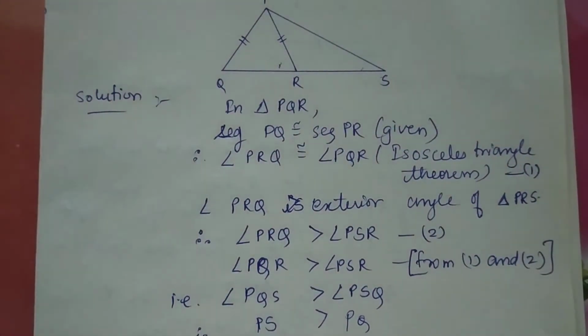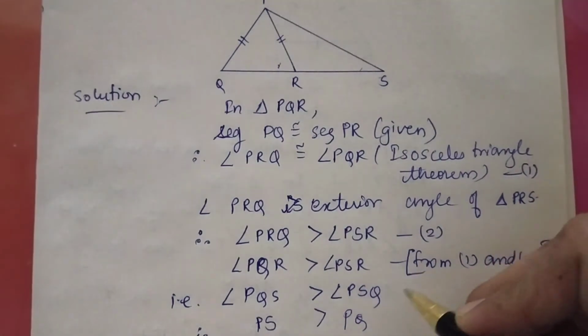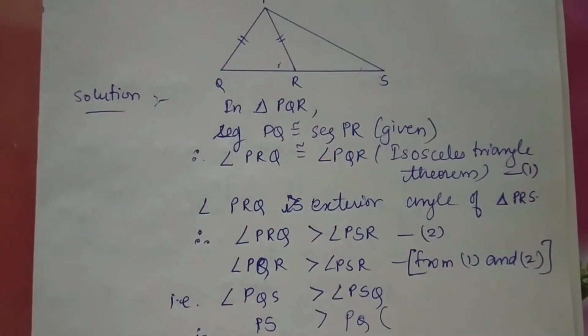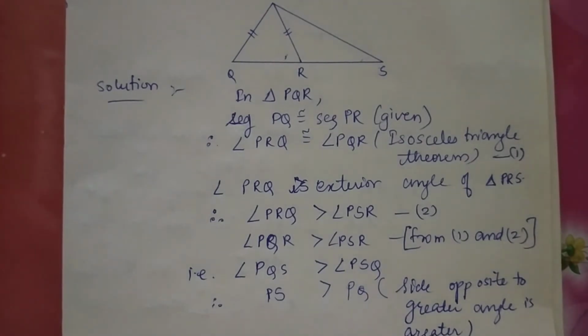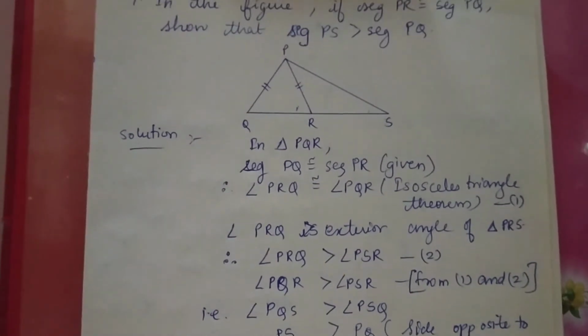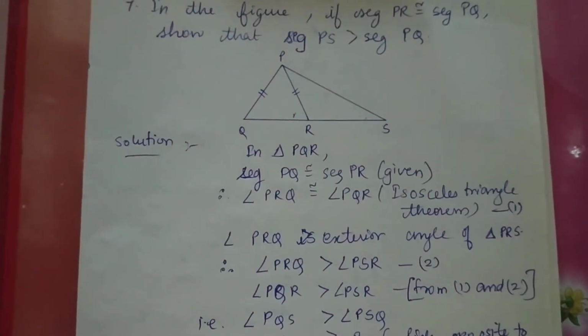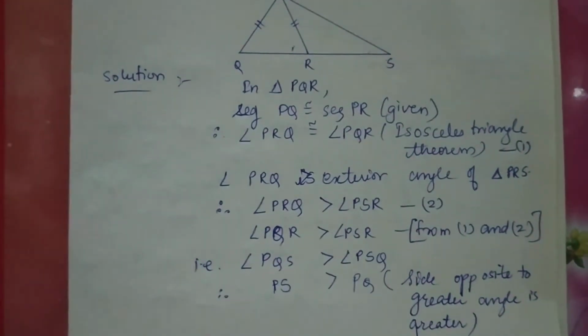Okay, and hence we also give the reason here. Side opposite to greater angle is greater. Hence we have proved that PS is greater than PQ. That's what is asked in the question: show that PS is greater than PQ. So that's what we have proved. PS is greater than PQ.